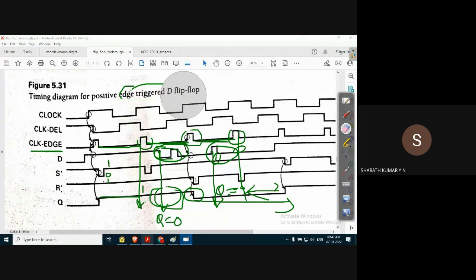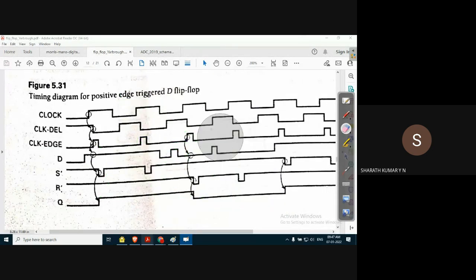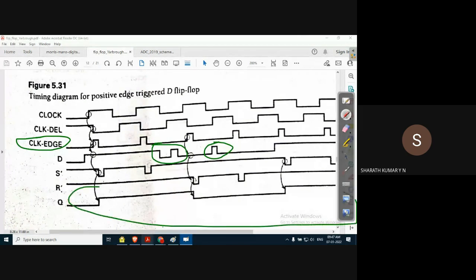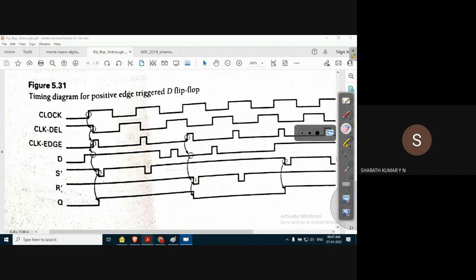So in this example, what we understand is that the circuit is made sensitive to the edge of a clock pulse, thereby even when the D input randomly changes because of some disturbance in the circuit, the output will not change until and unless the edge of a clock pulse appears in the circuit. Is that okay, guys? It's very simple. This is the significance of edge triggered clock pulses.